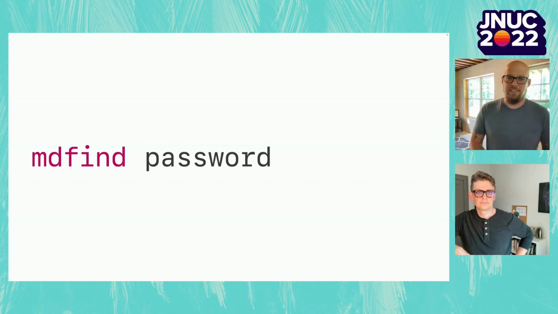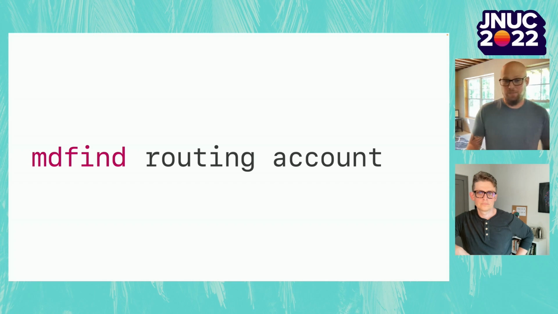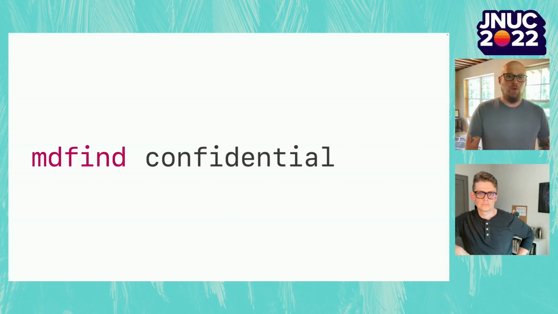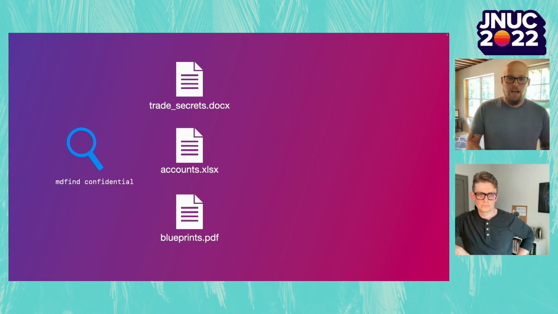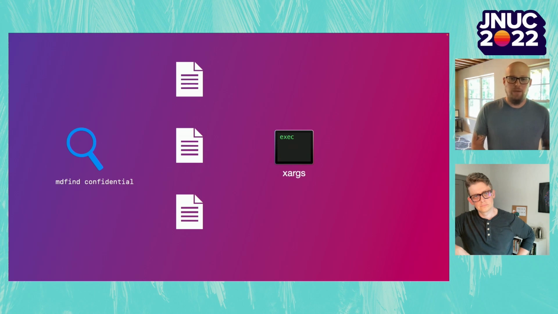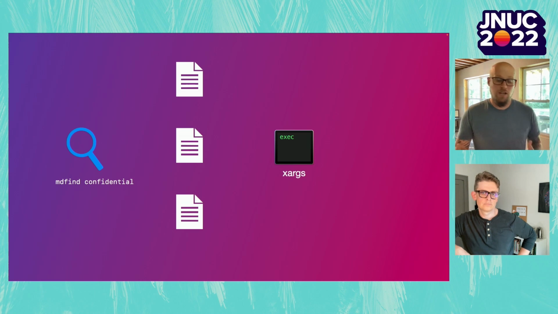So if an attacker gets on and they say, show me all files that are indexed by the word password, or all files indexed by the word routing and account, or in our case, go find all the files that contain the word confidential. We're then, as the attacker, we would then find the files on the system. We have 3 examples here, and we would take the results of this MD-Find search and pipe that to xargs. Xargs is a way to run another command basically on each individual result that comes back, usually on a line-by-line basis from the command line.